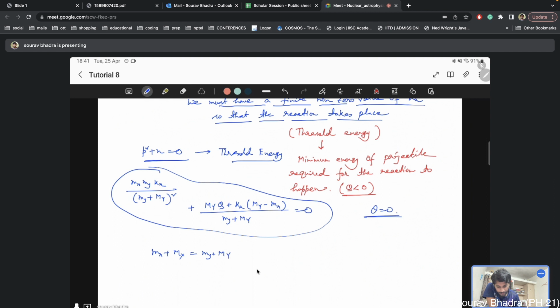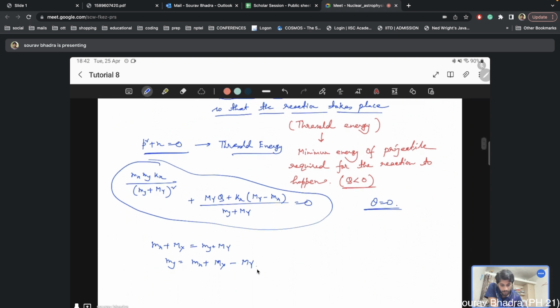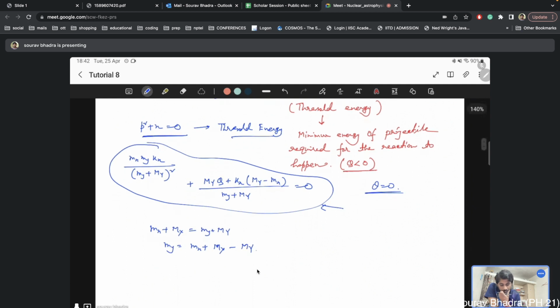That means we can write small my in terms of mx plus capital Mx minus capital My. We will just substitute that after the calculation of this particular equation, whenever my comes in terms of this. I will not do it here, just simplify it. It will take much time. It is very easy, but time taking.